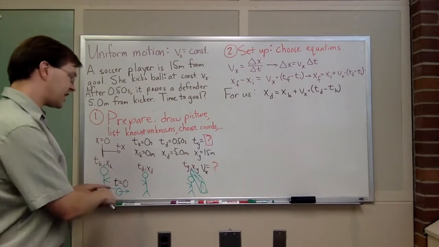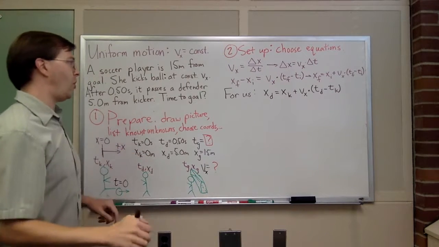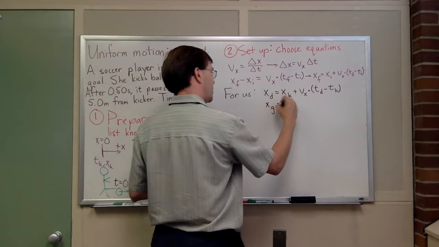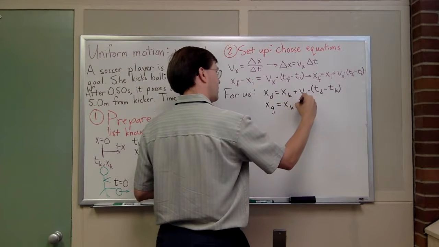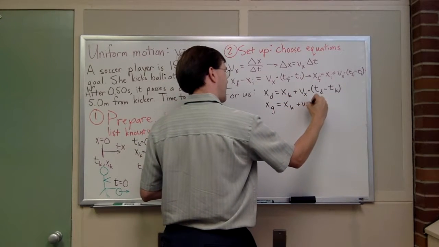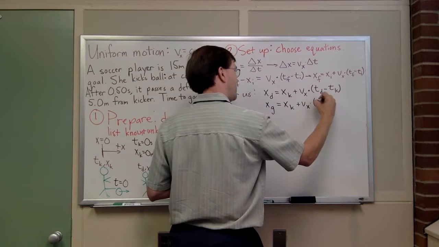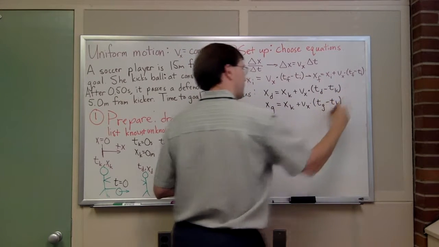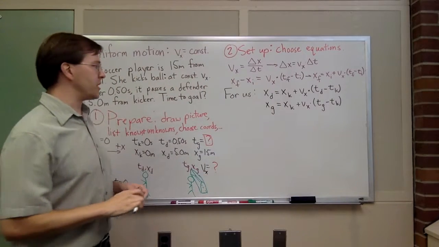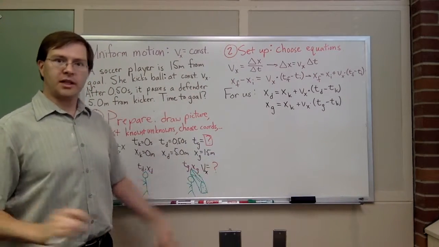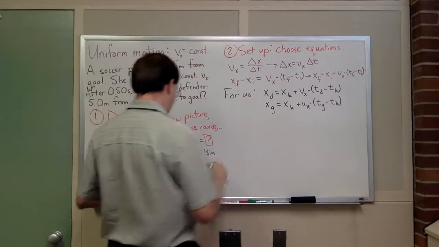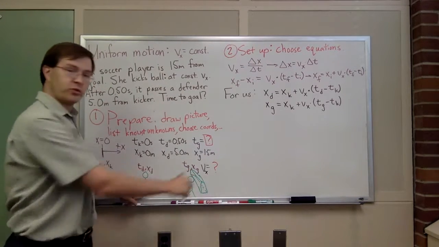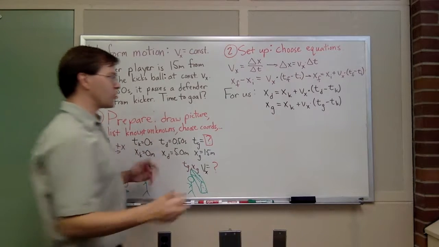What if my initial point is the kick and my final point is the goal? I could say x goal is final equals x kicker plus Vx times my final time is t goal minus t kicker. I could say that. That's perfectly reasonable. Or, keep going, I could also say, heck, maybe my initial point is when it gets past the defender, my final is when it hits the goal. I'm just saying you have choices here, right?